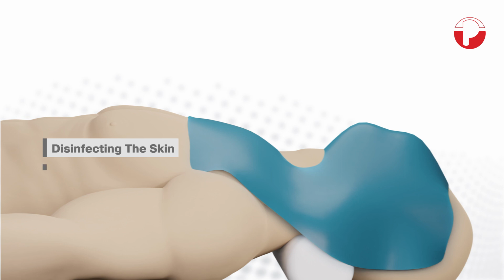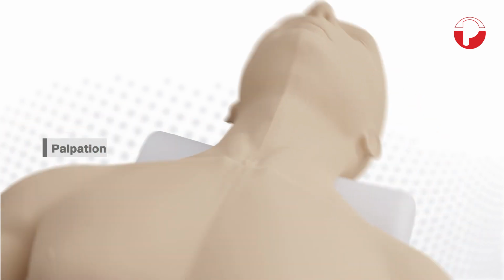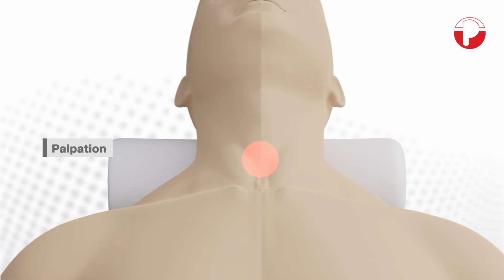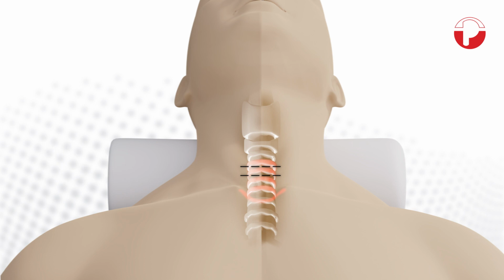Disinfect the skin and cover the area around the neck with sterile dressing. After palpation of the thyroid cartilage, markings for the incision area are recorded based on anatomical landmarks, the tracheal rings and the jugulum, to improve orientation. The patient is typically punctured between the second and third or the third and fourth tracheal ring.